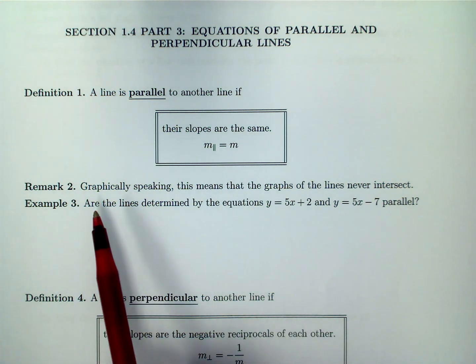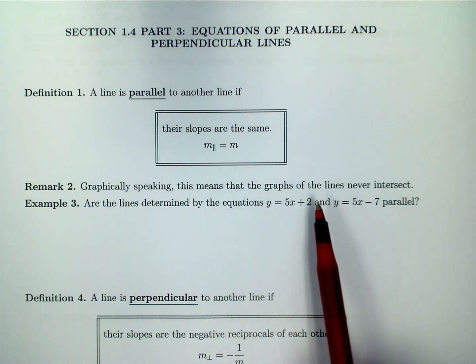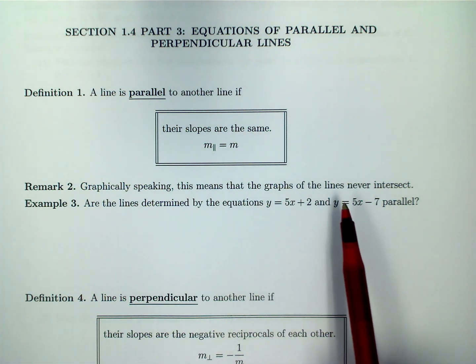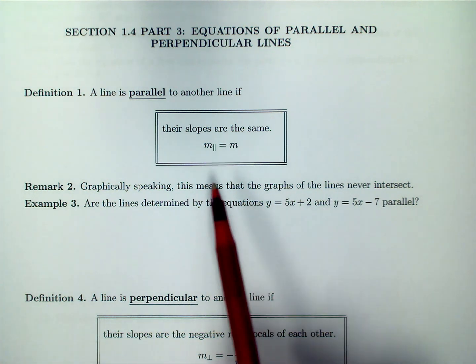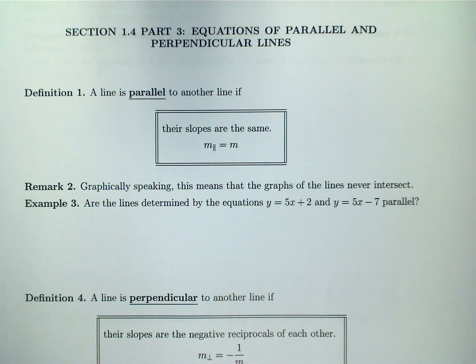Graphically speaking, when we talk about parallel, this means that if you have two lines graphed next to each other, as close as you can depending on the lines, they will never intersect. And if their slopes are the same, that would make sense.